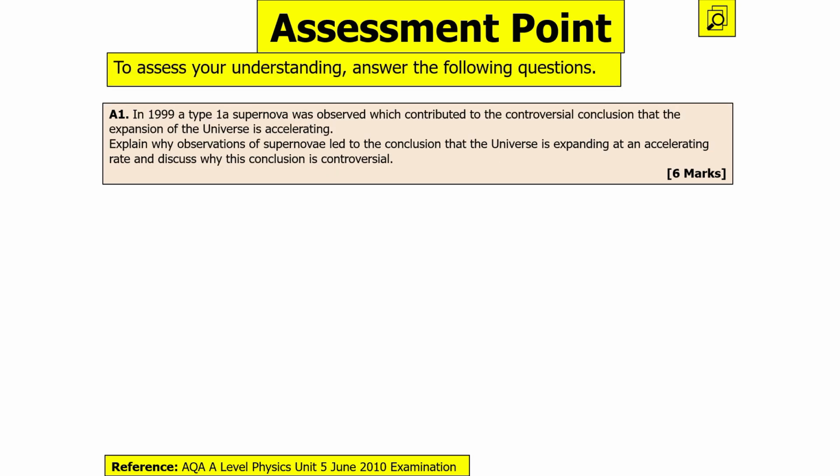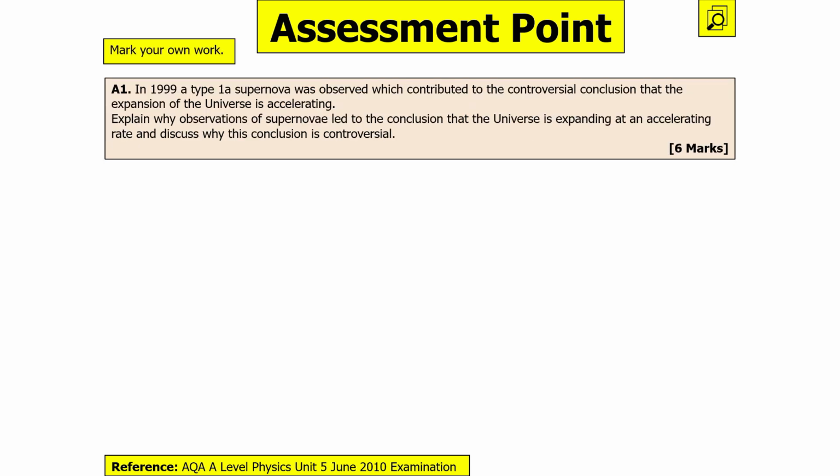The next question says, in 1999, a Type 1a supernova was observed which contributed to the controversial conclusion that the expansion of the universe is accelerating. Explain why observations of the supernova led to the conclusion that the universe is expanding at an accelerating rate, and discuss why this conclusion is controversial. So pause the video now, then unpause the video when you want to go through your answer.